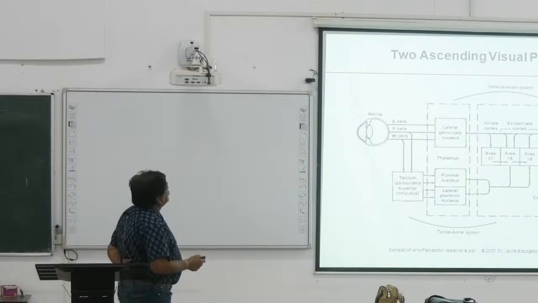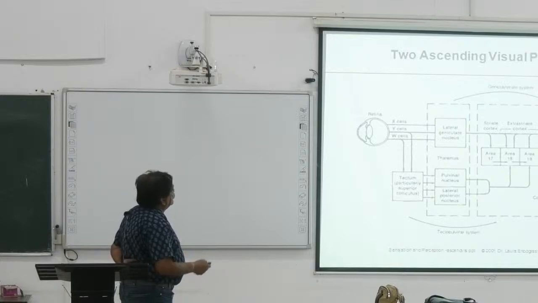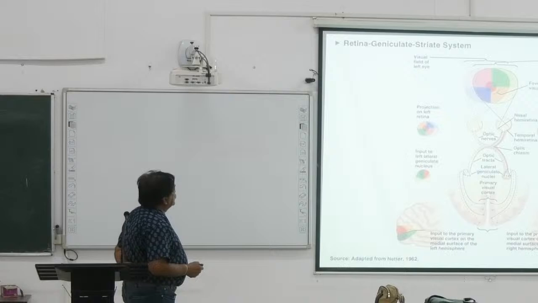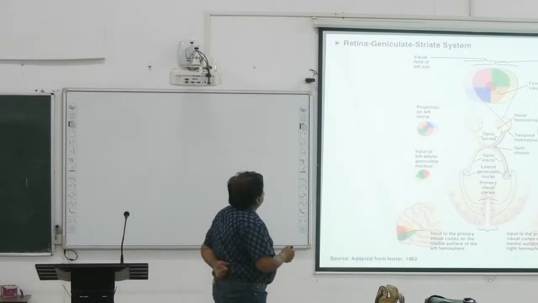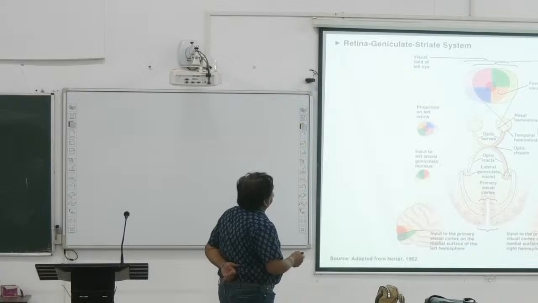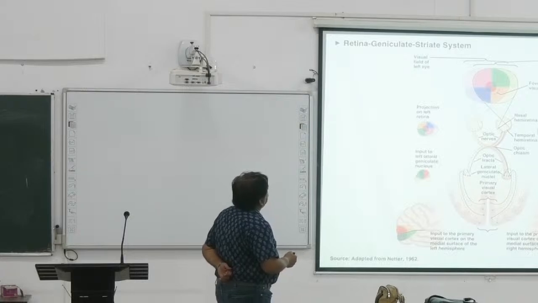These are the two ascending pathways. You chart, flow sheet. Now, the retinogeniculate system. See the visual field of the left eye, visual field of the right eye. Foveal area of both visual fields is the foveal area of both, projecting on the left retina.